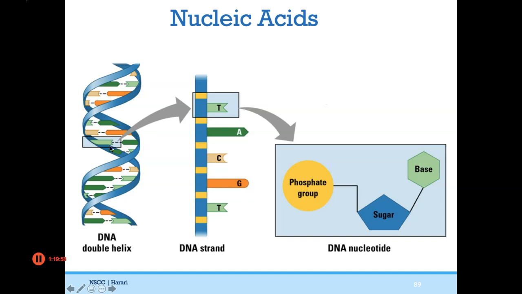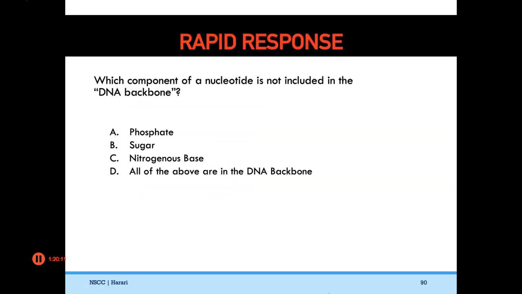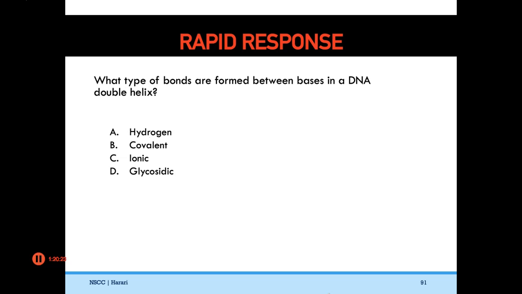So if we were to, again, look at a double helix that consists of two strands of DNA, and zoom in on the strands of DNA, they're made up of nucleotides. Which component of a nucleotide is not included in the DNA backbone? Pause here, and the answer is C, the nitrogenous base. Which type of bond is formed between bases in a DNA double helix? Pause here, and the answer is A, hydrogen bond.